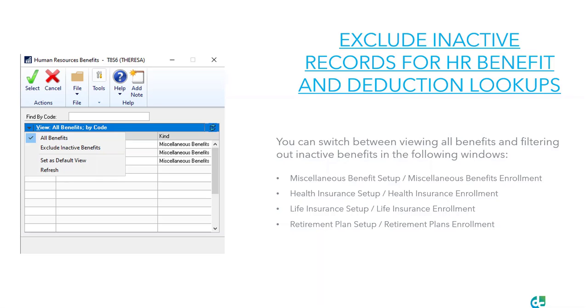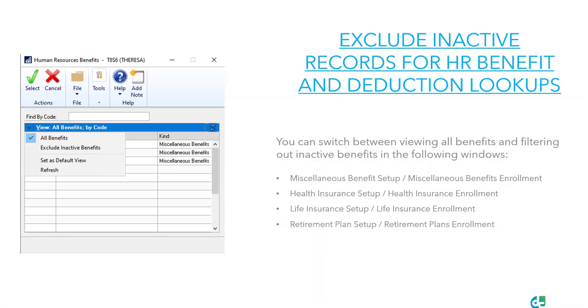The next feature is the ability to exclude inactive records for the HR benefit and deduction lookups. There are a number of screens now where we can switch between the options. Do we want to show or hide the inactive records? You can see those listed on the screen here. On the left-hand side, just like other GP windows, we have that blue menu option with that drop-down arrow there. If we click on that arrow, we're going to see the menu pop up, and we can click on Exclude Inactive Benefits.